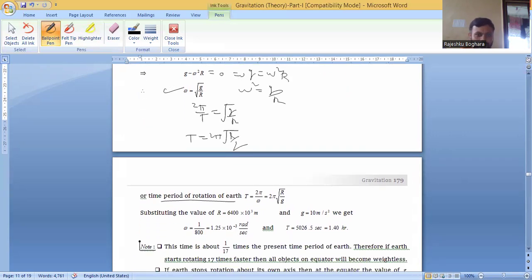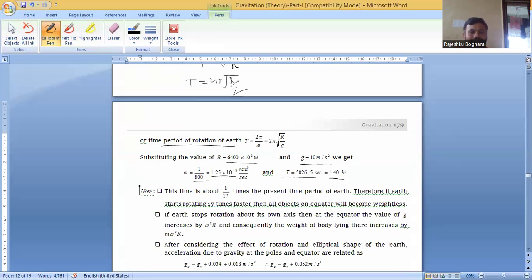Now value of r is 6400 kilometer, 6400 into 10 is to 3, g equal to 10 meter per second square. Then omega is equal to under root g by r. So omega is equal to 1 by 800, 1.25 into 10 is to minus 3 radian per second, and T equal to 5026.5 second, means 1.4 hour. तो रोटेशन पीरियड 24 से क्या हो जाएगा, 1.4 आवर.